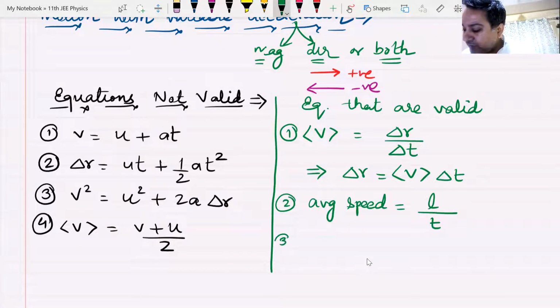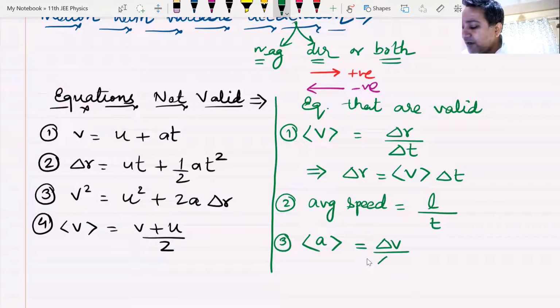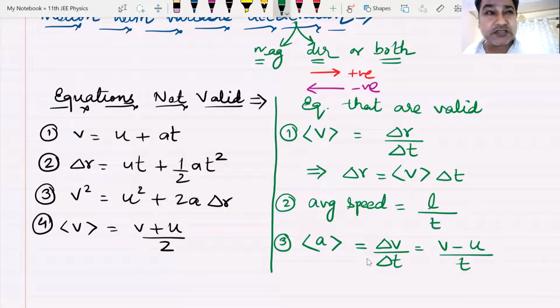Number three, average acceleration. What was average acceleration? Total change in velocity, delta V divided by delta T. So that becomes V minus U divided by T. This equation is still valid. The average acceleration definition still remains the same. Definition does not change. This is a revision of what we have done till now in motion in one dimension. This is a quick recap.